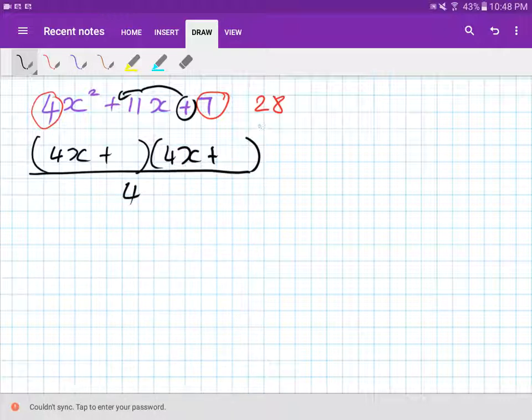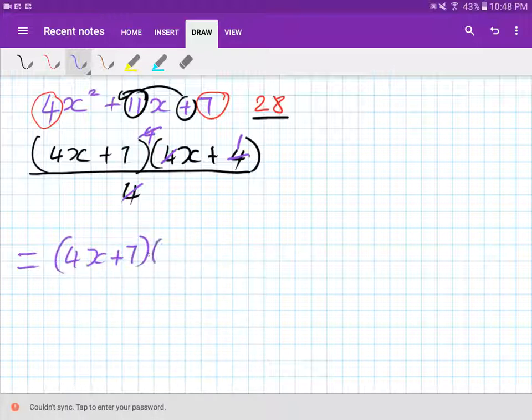Now, we need to ask ourselves a question: what times what gives me 28, and adds to give me 11? So it's 7 and 4. It doesn't matter where I put the 4 or 7, because both are positive. So 7 here, 4 there. Now I take the common factor out. The common factor of this group here is 4. So I take the 4 out, that cancels out, that gives me 1. So 4 cancels with this 4. So your answer is 4x plus 7 and x plus 1.